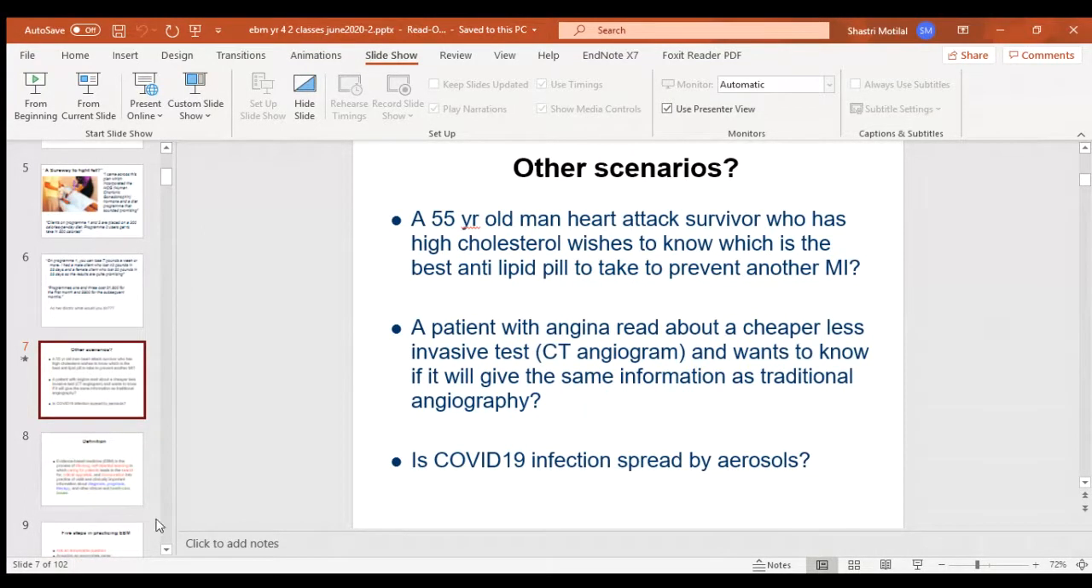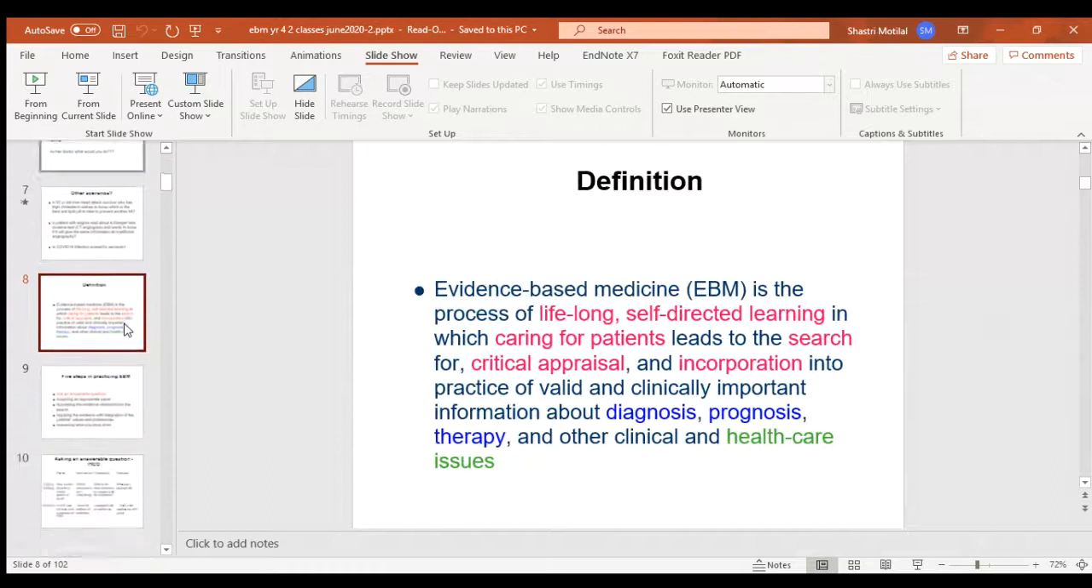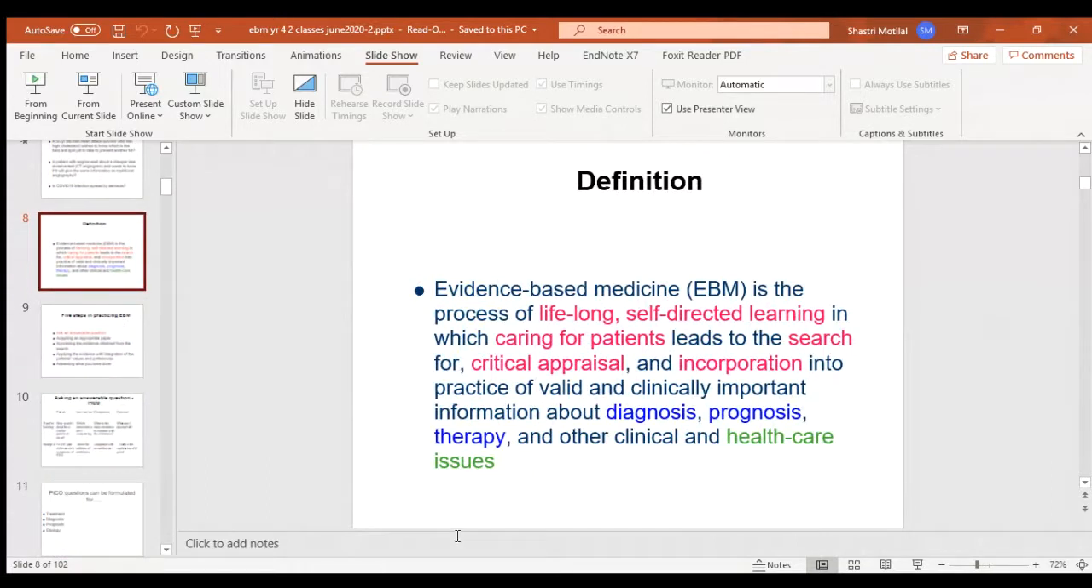So moving along, there's a definition for evidence-based medicine. This definition essentially defines EBM as a process in which, when we care for our patients, we look up information and we try to incorporate this information to know how best to diagnose, prognose, and treat patients, right? So that's the definition. No one will ask you for a definition, but this is just a formal definition for EBM. So it's a process. It's something we continue to do throughout our medical careers.